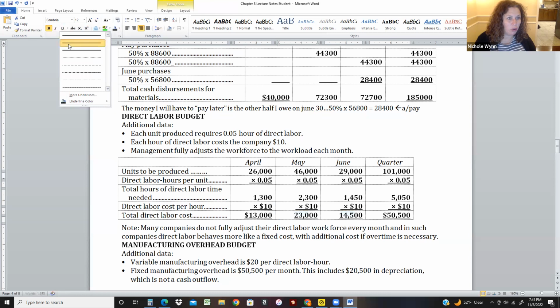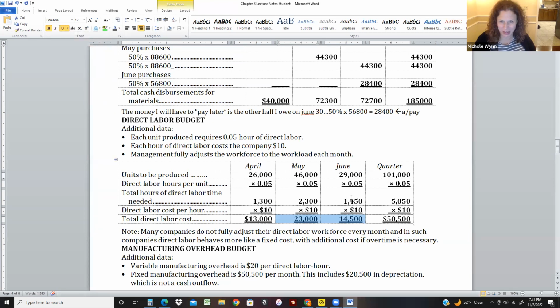I went ahead and did the quarter column for you. I'm just trying to save time in the notes, so I'm doing a little bit for you here and there. So in total, the number of units we're making is 101,000 at 0.05 hours per unit, which means we need 5,050 hours at $10 an hour. We're going to spend a total of about $50,000 in labor costs.